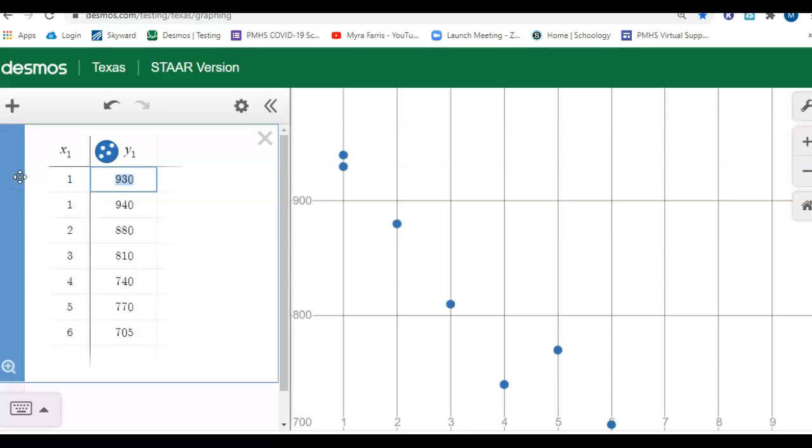The first year was 5.3. The second year was 5.44, 5.58. Fourth year, fifth year, sixth year, delete, delete. Double check and make sure you have typed in your data correctly, because if you don't have correct data, you can't have a correct line.